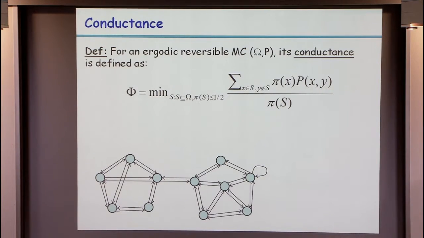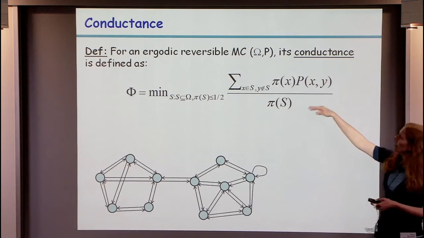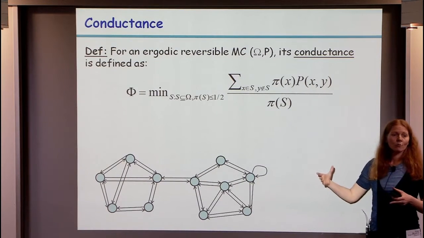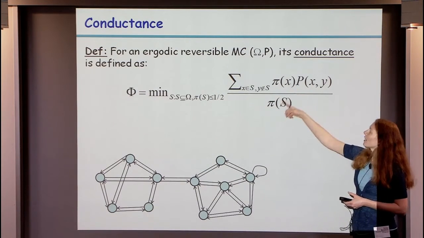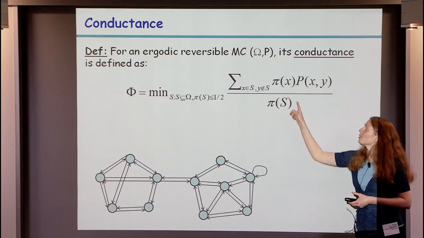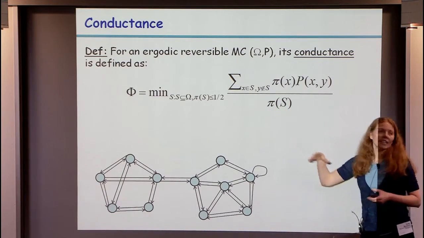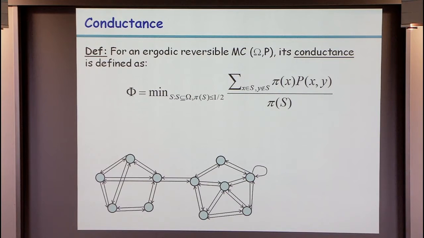And I'm normalizing it by the mass of S, so essentially conditioned on being in S, pi of X over pi of all of the states in the set S is going to be the probability of X conditioned on being in the set S.